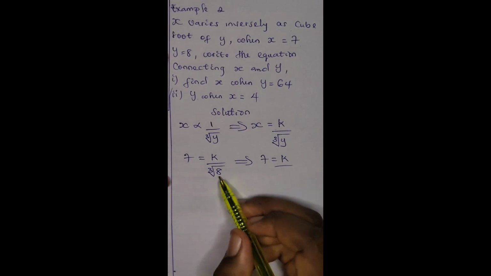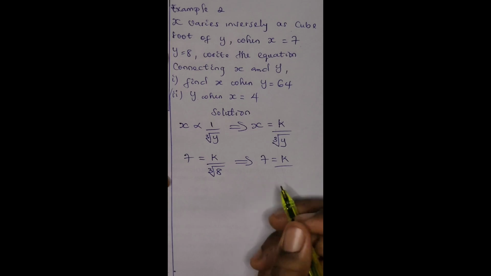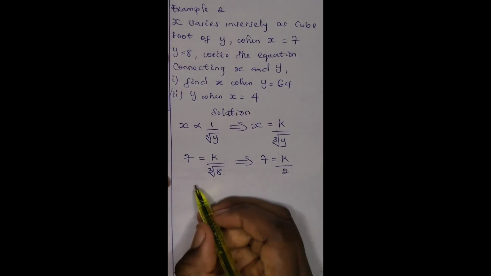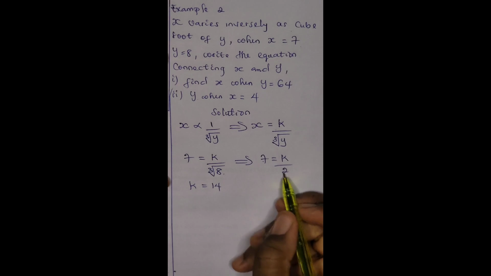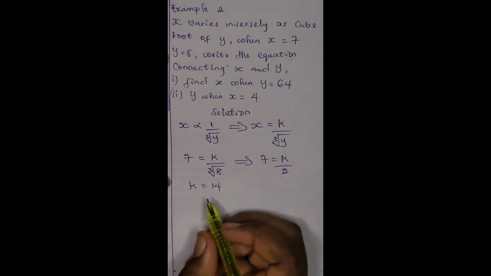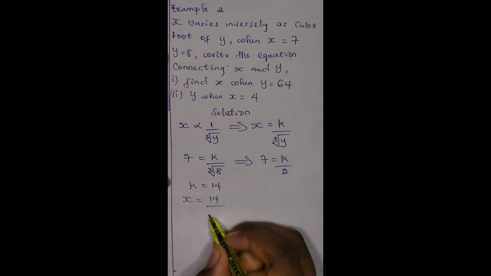The cube root of 8 simply means what number will you multiply 3 places to get 8, and that is 2. That is 2 times 2 times 2 in 3 places. So the cube root of 8 is 2. Cross multiplying, we then have k is equal to 14. That's 7 times 2. So the equation connecting x and y becomes x equal to 14 over the cube root of y.